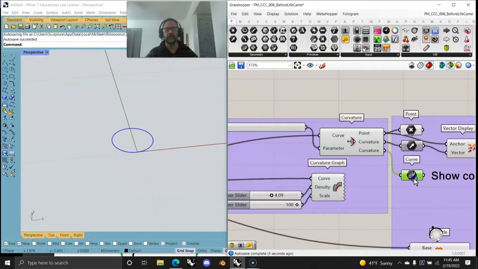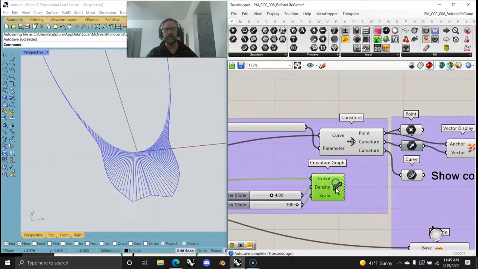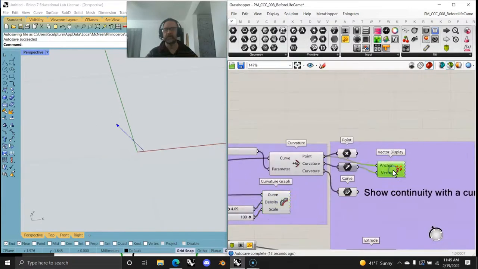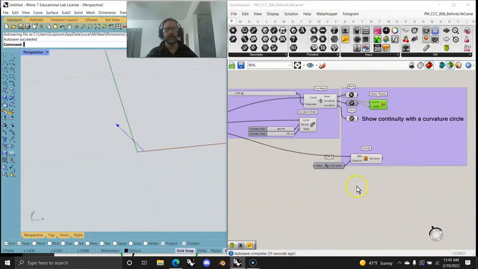Otherwise, I'll have to deal with the curvature analysis, the vectors and everything. And I guess I could script it in, but that's the problem with some of these visualization tools. You can't just grab much geometry. Oh, maybe they'll do that in Rhino further down the line.